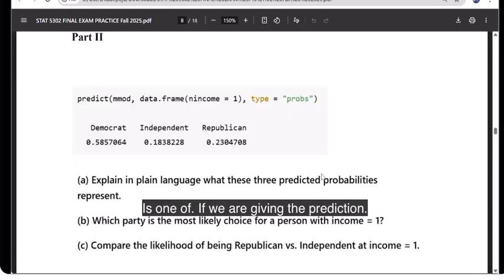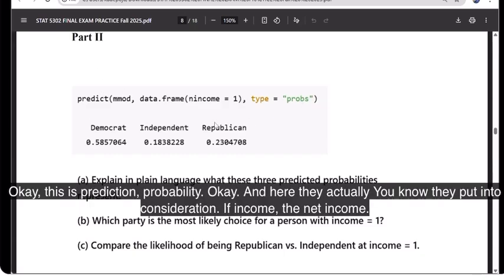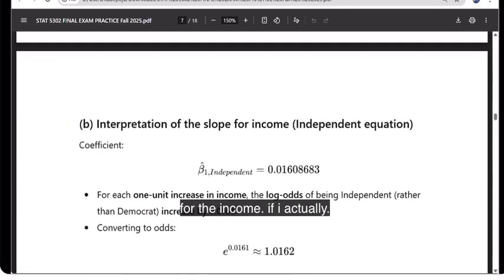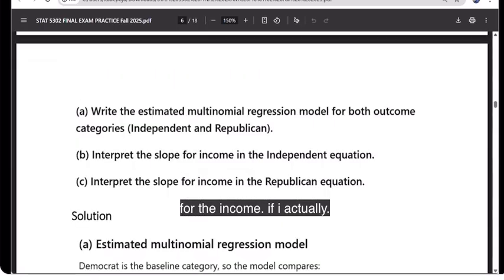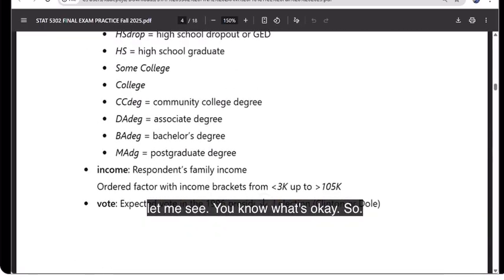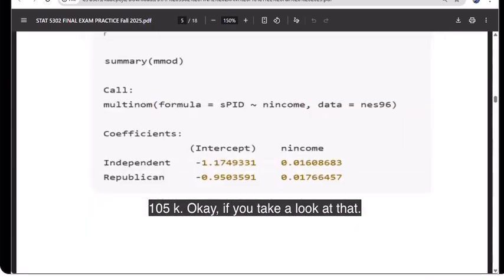Part two is what if you're given the prediction? Okay, this is prediction probability. And here they put into consideration if income, the net income, equals one. You know what I mean by one because they have a category for the income, from income less than 3K up to more than 105K. If you take a look at that.